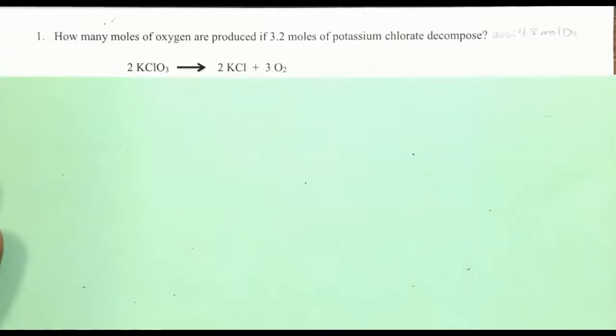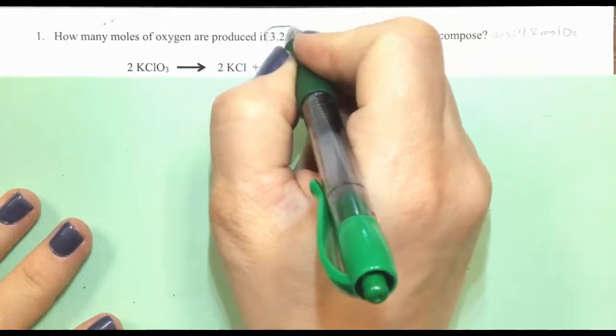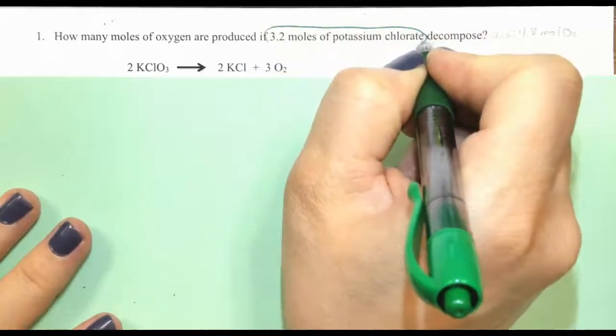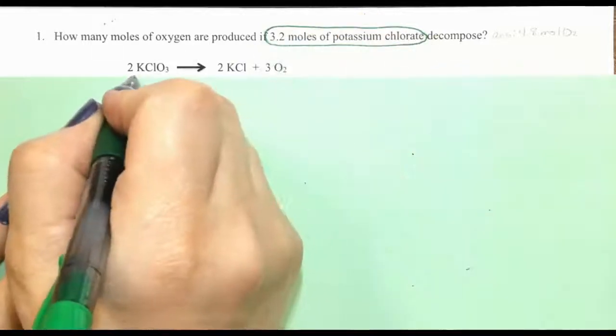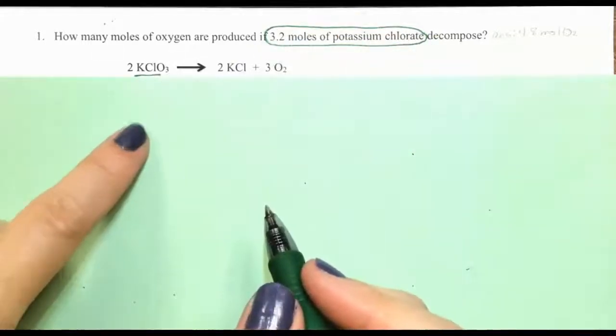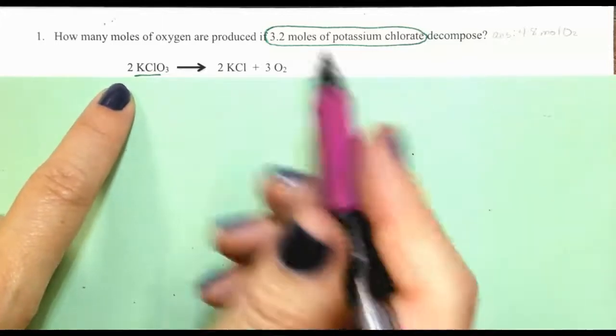First, let's identify what is our given. And our given is going to be this, 3.2 moles of potassium chlorate. And which one of these is potassium chlorate? That's going to be this one right here. And notice it has a coefficient of 2. Now, what is our unknown?